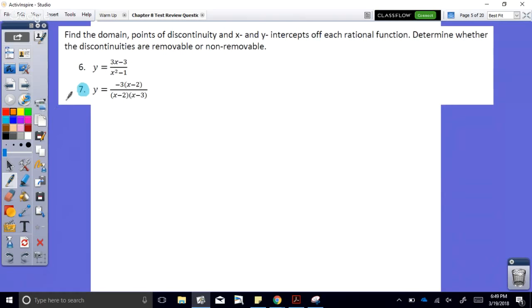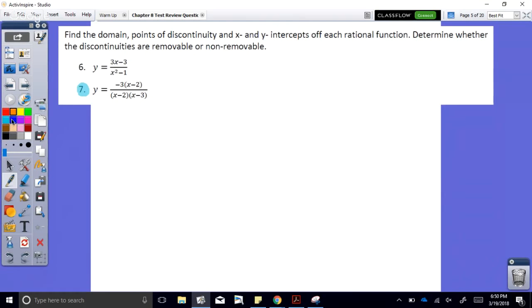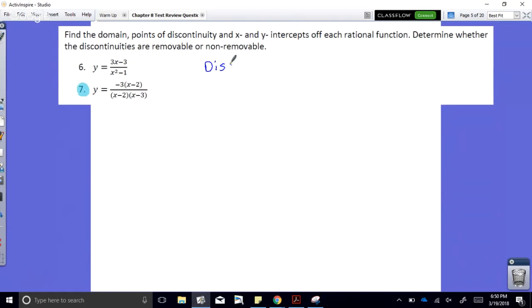And so 7 is the same thing, but this time step 1 is done for you. I've already factored. So we can go ahead and write the discontinuities. So we have discontinuity where the denominator is. So the x minus 2 says we have discontinuity at x equals 2. And the x minus 3 says we have discontinuity at x equals 3.